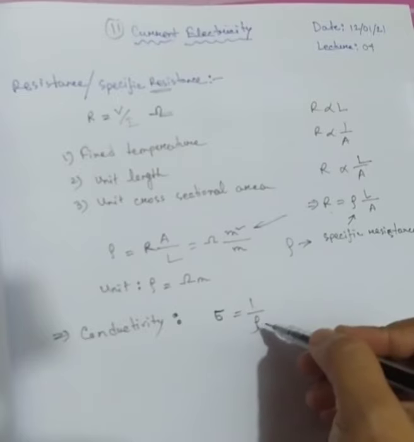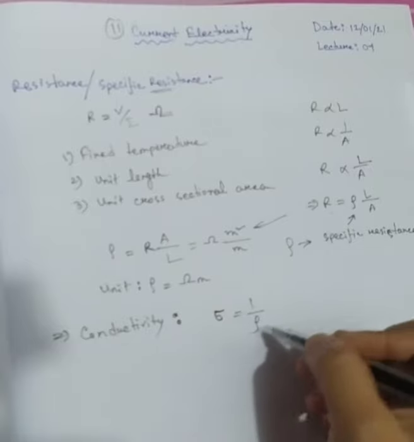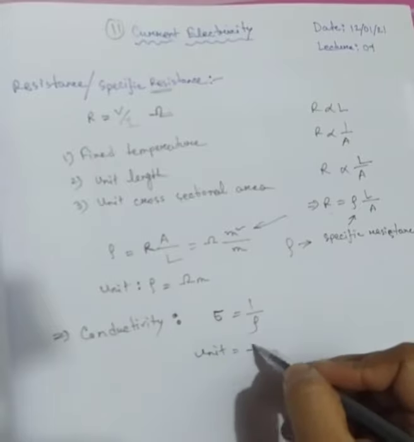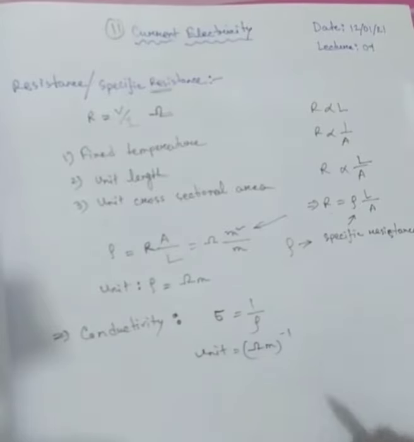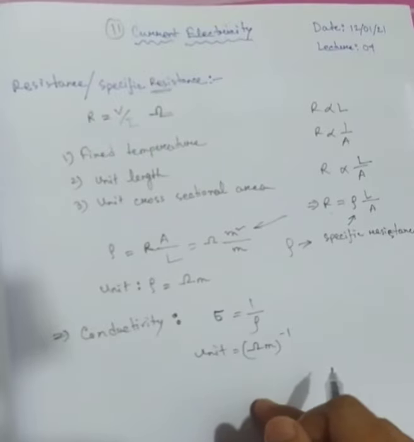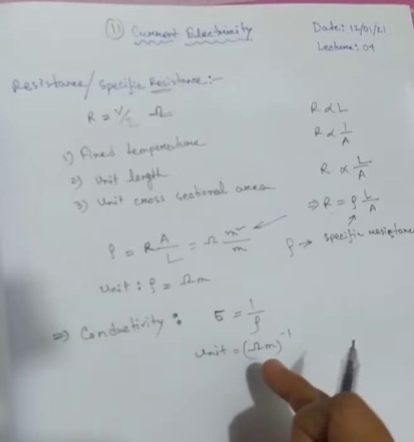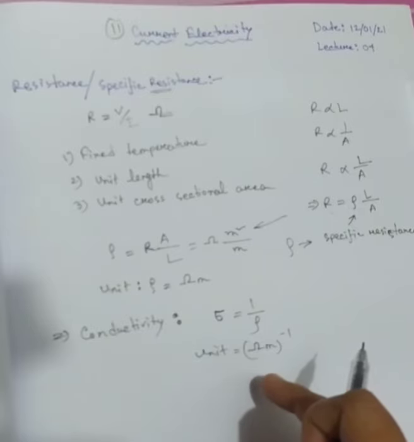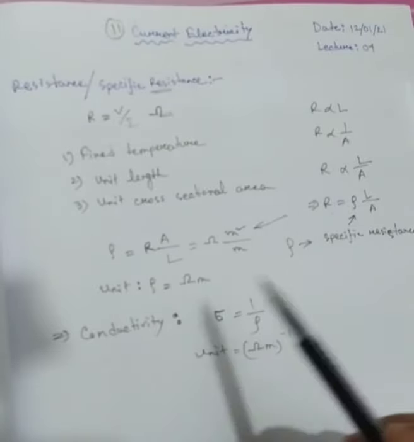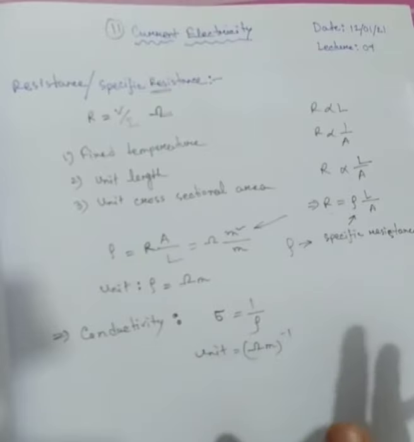So its unit will be the reciprocal of the unit of specific resistance. The unit of conductivity will be per ohm meter. Don't get confused with the units. If you have a clear conception of the terms, then it will be easier for you to recall the units and the definitions. Here we have covered resistance, then specific resistance, then conductivity, and everything is related to one another.